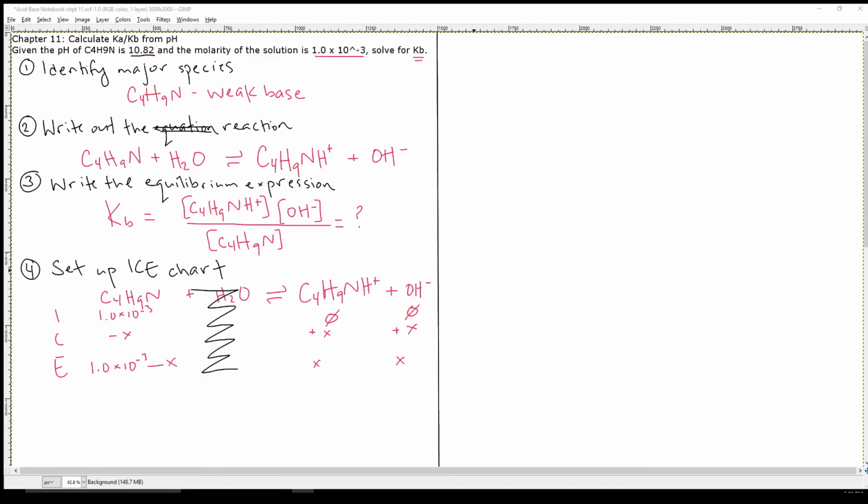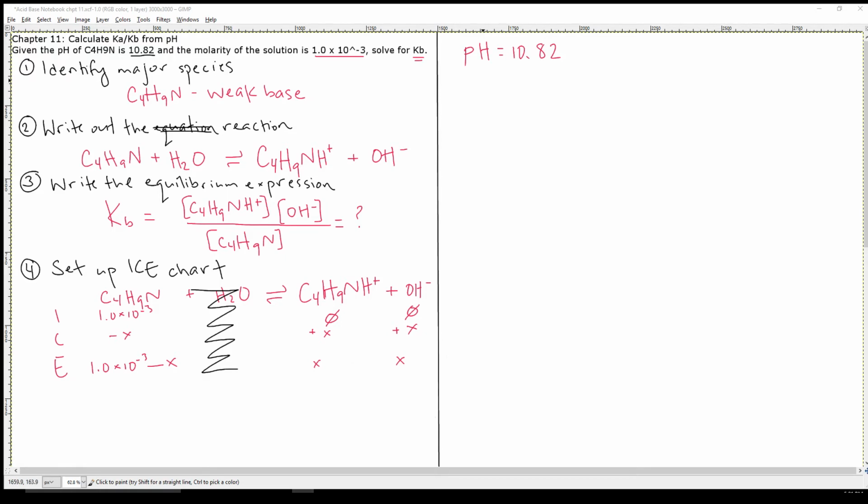Okay, believe it or not, we're almost done. So what we're going to do now is see if we can figure out x. Well, what other information did they give us? They told us that the pH is equal to 10.82. What can we use pH to solve for? We can use pH to figure out the concentration of hydrogen ions, but look at your Kb. Do we need the concentration of hydrogen ions? No, but we need something that's related.